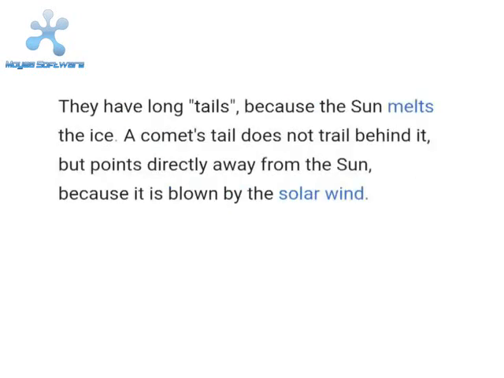Now, how are comets different from asteroids? Comets have long tails because the sun melts the ice. The comet's tail does not trail behind it. It points directly away from the sun because it is blown by the solar wind.